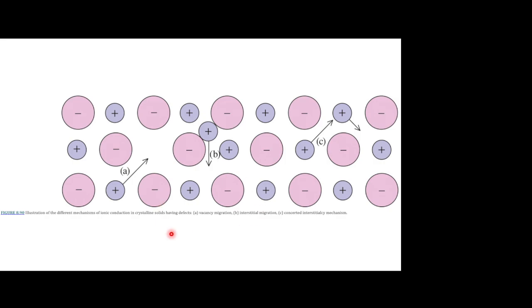So again, these are your different mechanisms of ionic conduction in crystalline solids having defects. This would be your vacancy migration right here. You're going to move to form a new vacancy, and you're going to move into the previous vacancy. This one right here is going to be the interstitial migration, where you're going to move through to a new spot, but you'll form the same filled structure on the other side. And then this one right here is a concentrated interstitial mechanism.